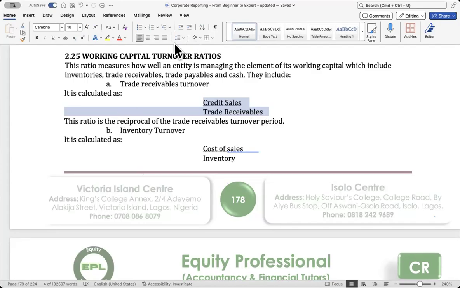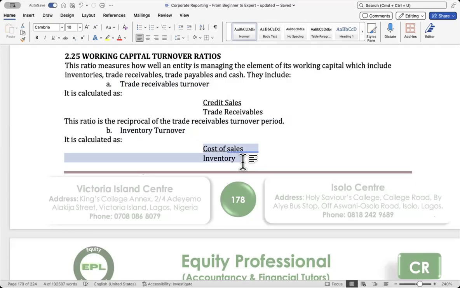Why it's not so popular is that this doesn't really indicate so much. What would trade receivables turnover possibly mean? Is it how many times your receivables paid before they finish paying? So hardly would you find it in your exam. The one I've seen that I can ask you is inventory turnover, which is cost of sales over inventory. This one can indicate how many times you're able to sell before you clear all items in inventory.